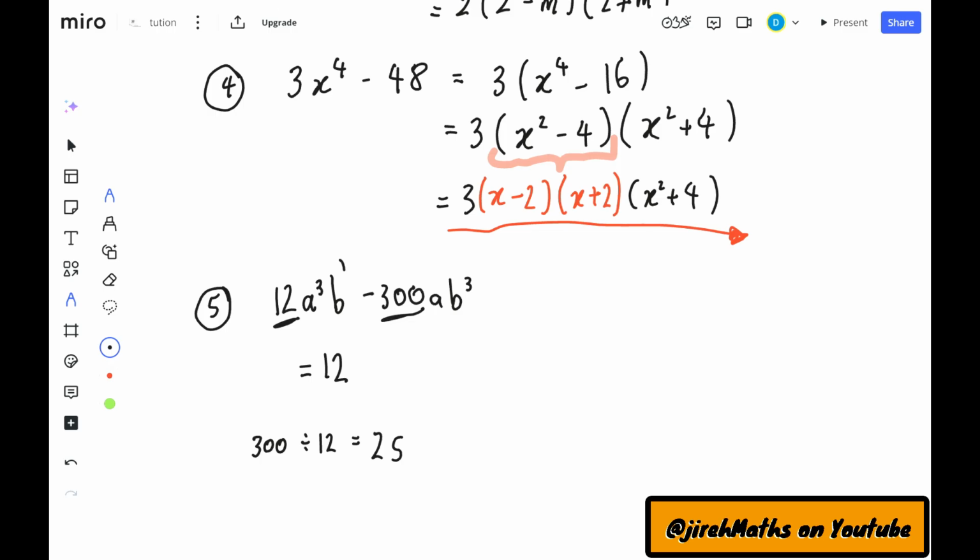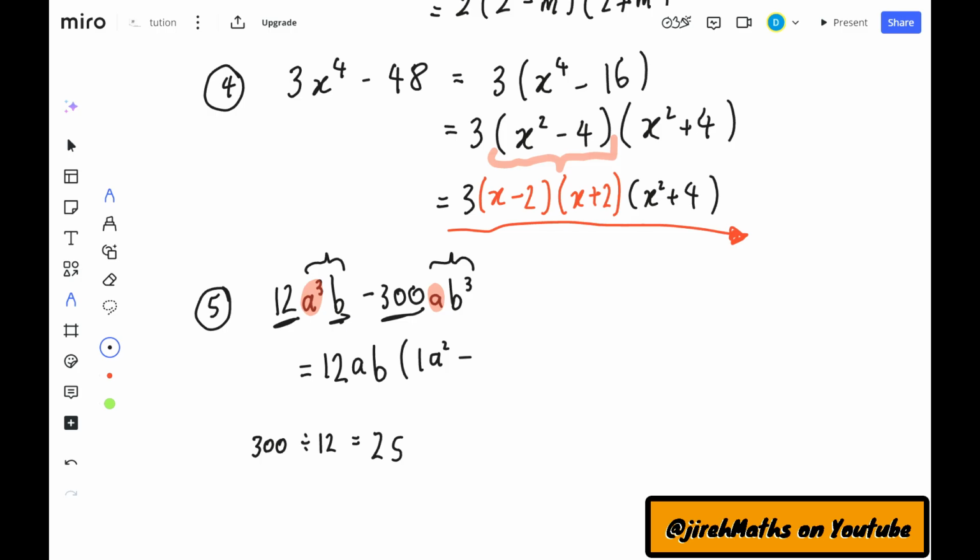Now when I'm looking at a cubed b and ab cubed, I need to take the smallest power of a. That's how you do common factor. So if I'm looking at a to the 3 and this is a to the 1, the smallest power of a would be a to the 1. If I look at b, it would be the same thing. The smallest power of b is just the b. 12 goes into 12 one time. If I take out an a from a to the 3, that becomes a squared. When I take out the b from there, nothing will be remaining.